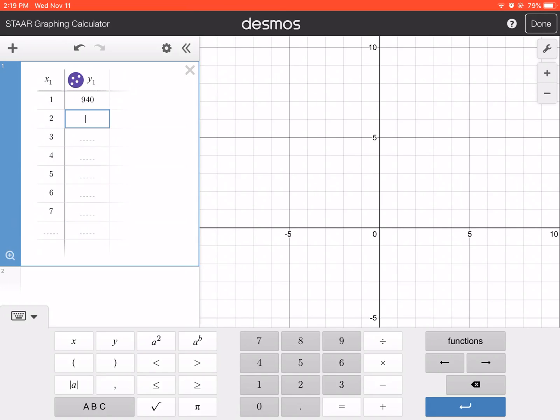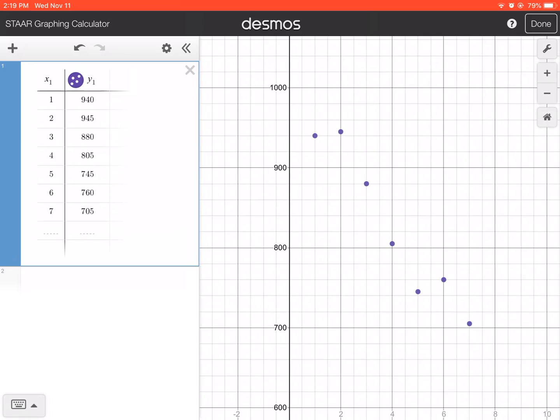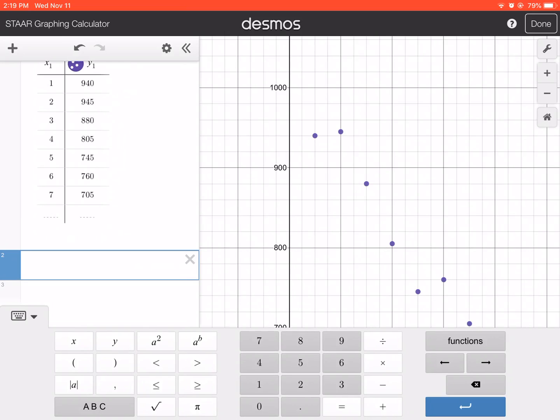And again, you can be doing this with me. The more you practice, the better you get. 880, and then we have 805, and then we have 745, 760, and 705. All right, now I don't see dots. If you hit this magnifying glass with the plus sign, it'll zoom into that space for you. And that looks like what we saw on the picture, which is good, because that means I typed it in right. Now, how do we ask Desmos to do a line for us?